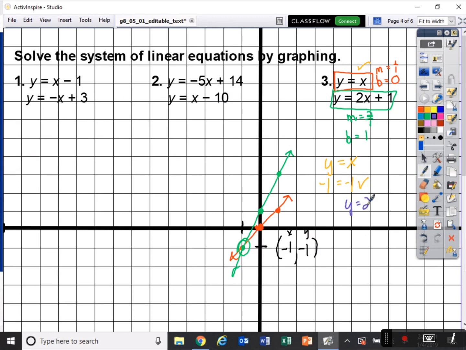Y equals 2x plus 1. -1 equals 2 times -1 plus 1. -2 plus 1. Check. So our answers are correct. All right, let's keep going.